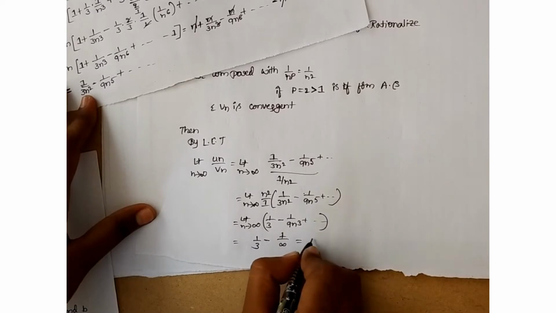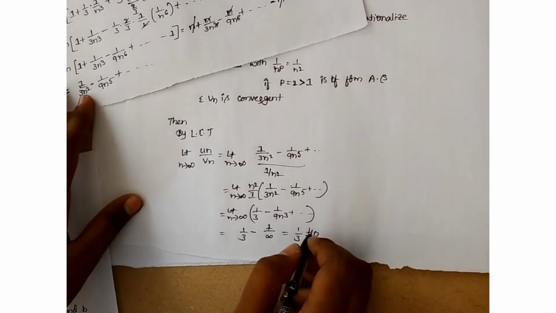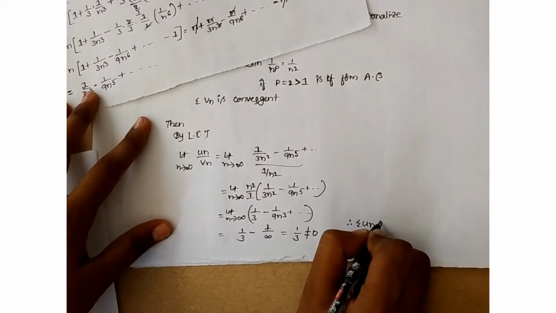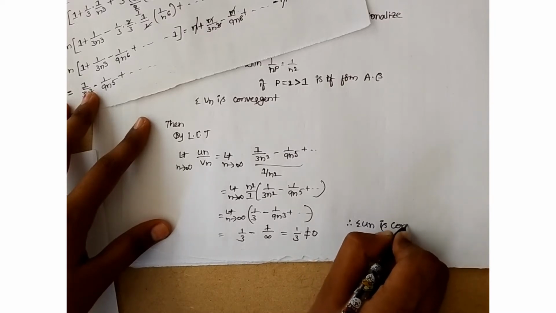We get 1 by 3 taking the limit, minus 9 by n cube, where 1 by infinity means 0. Then we get the answer 1 by 3, that is not equal to 0. Therefore, summation Un is convergent.